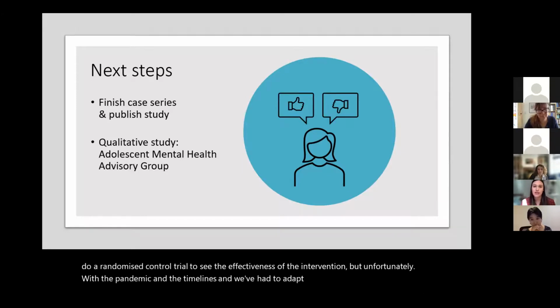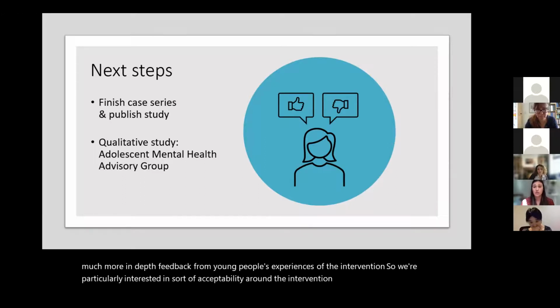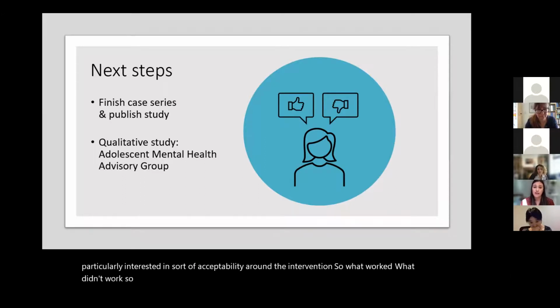But it's quite exciting actually that what we've decided to do instead is a qualitative survey, where we get much more in-depth feedback from young people's experiences of the intervention. We're particularly interested in acceptability around the intervention: what worked, what didn't work so well, and feedback around it being in a school setting.